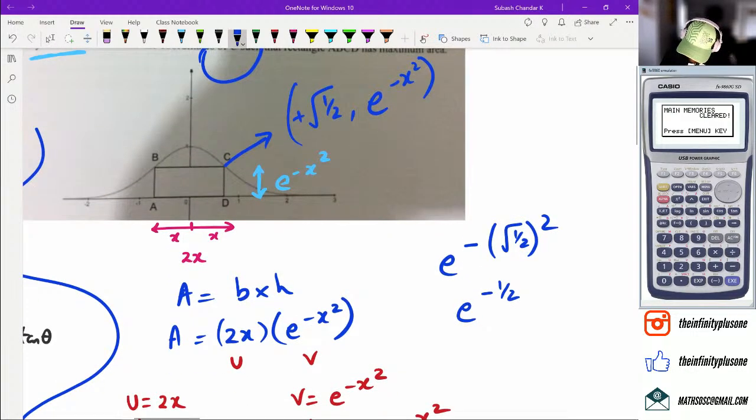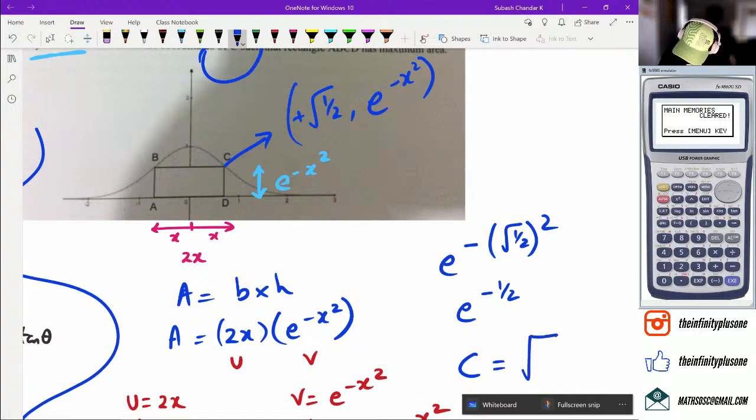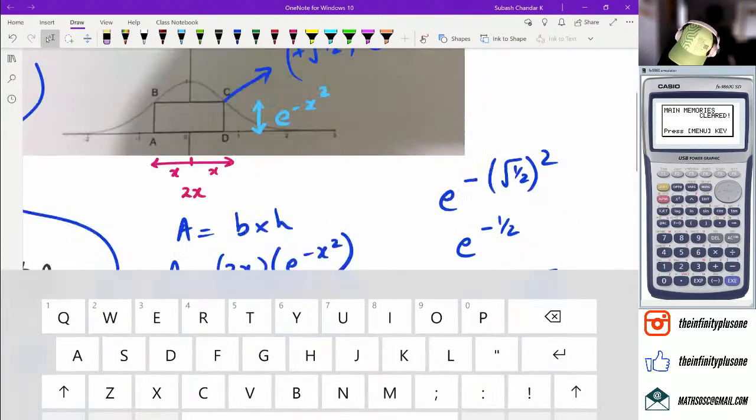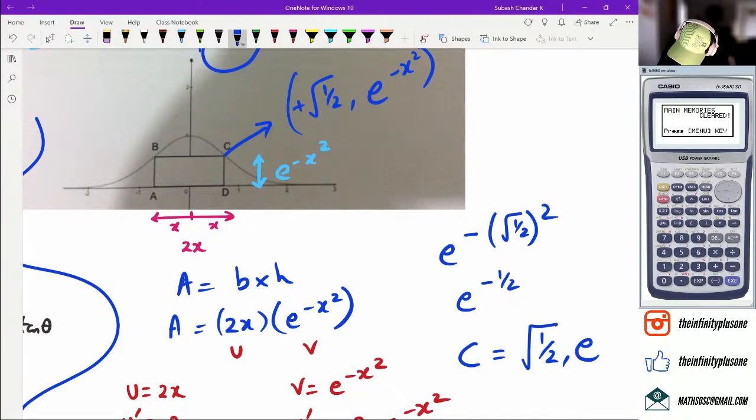So our coordinate for C equals square root of half, and e to the power of negative half. Now, you do not need to write these as decimal points. You can actually just leave it in e format. It's absolutely fine.